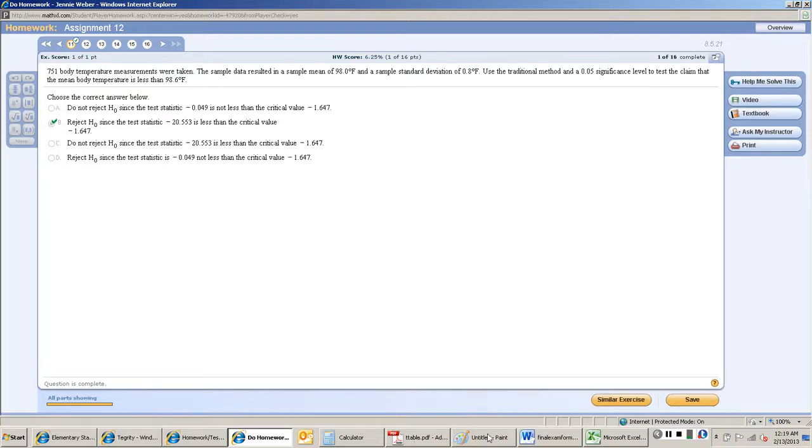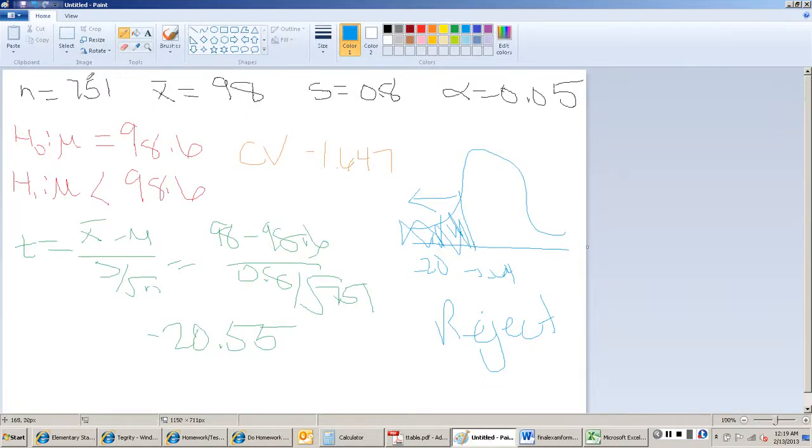So what are the steps here? Let's go over the steps. Obviously, write down your information. Write your null and alternative hypothesis. Find the test statistic, so do your formula. Find the critical value. And then you simply compare. That's really all there is to it.